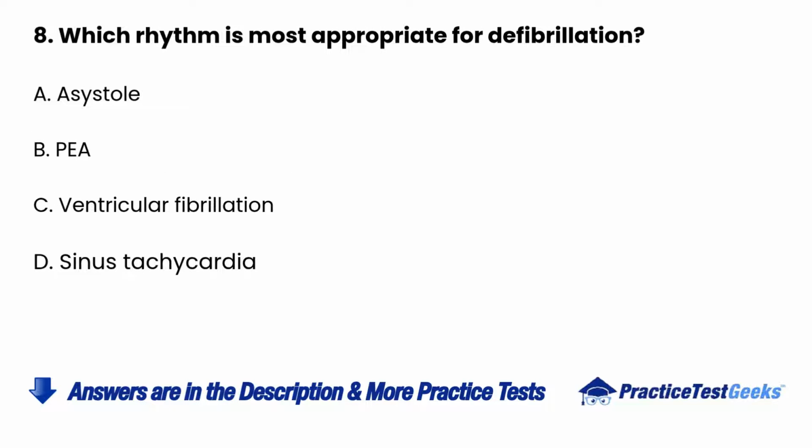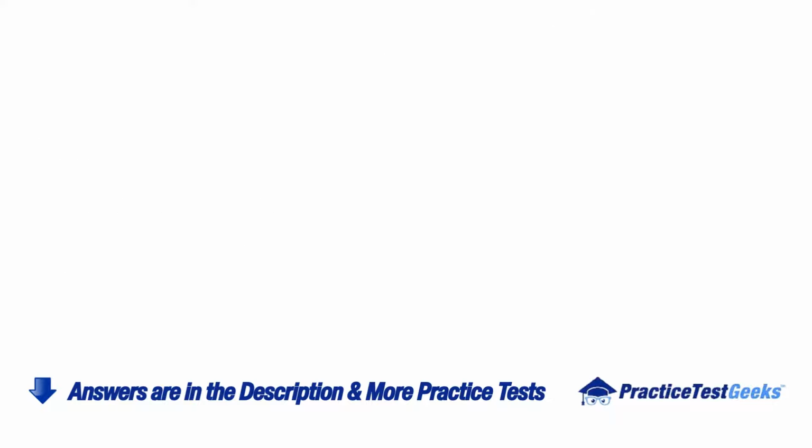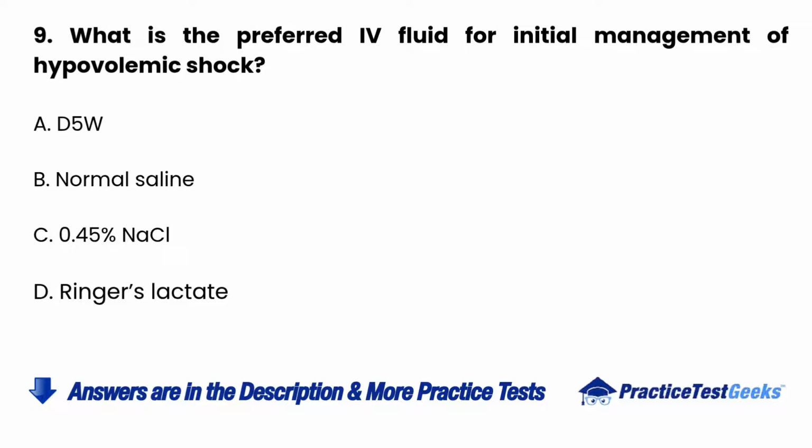8. Which rhythm is most appropriate for defibrillation? A. Asystole. B. PEA. C. Ventricular fibrillation. D. Sinus tachycardia. 9. What is the preferred fluid for initial management of hypovolemic shock? A. D5W. B. Normal saline. C. 0.45% NaCl. D. Ringer's lactate.